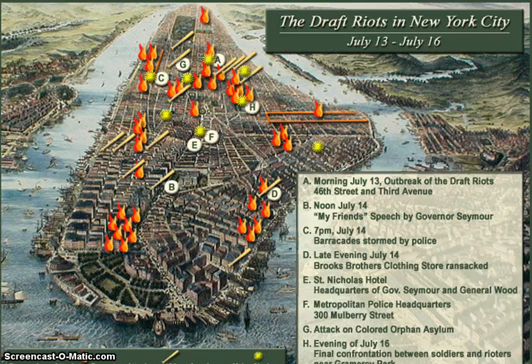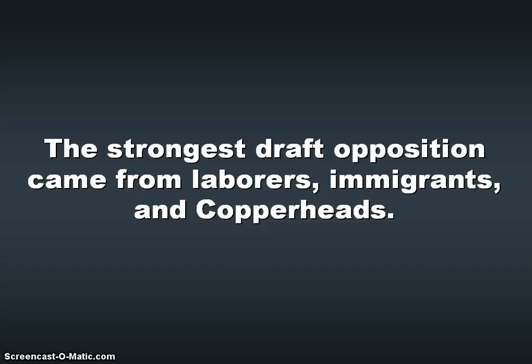And here you can see how some of the burnings took place and how some of the physical attacks went down, major clashes between police and the federal army and protesters. So the strongest draft opposition from this group is going to come from laborers, immigrants, and copperheads.